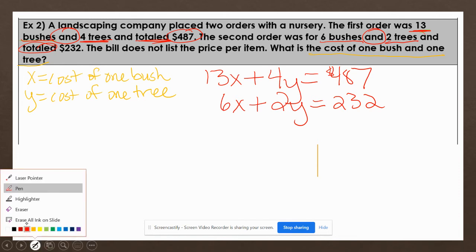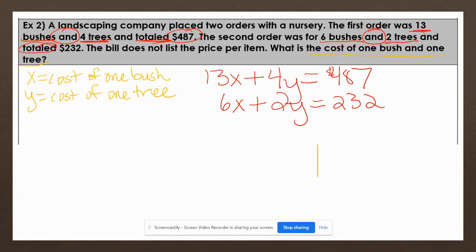Looks like I am probably going to choose to get rid of y, because it would be really easy to multiply this bottom one by negative 2. So my y's would add to 0. So I keep the top one. On the bottom, we have negative 2 times 6 is negative 12x. Negative 2 times 2y is negative 4y. And 232 times negative 2 is negative 464.